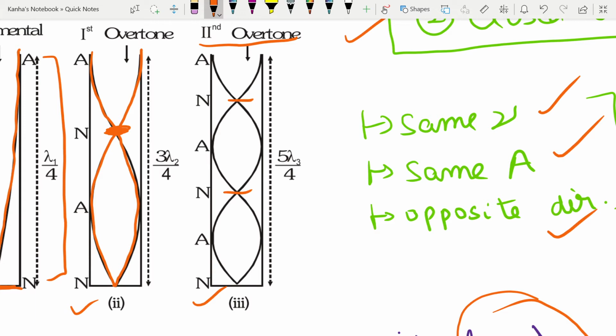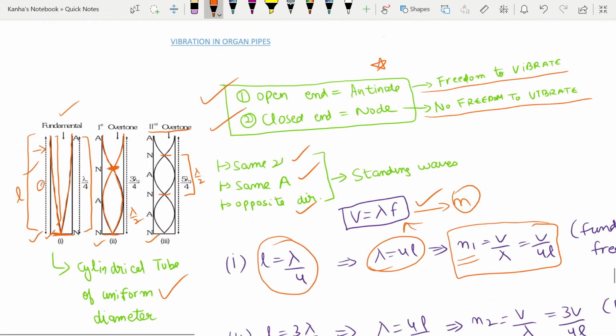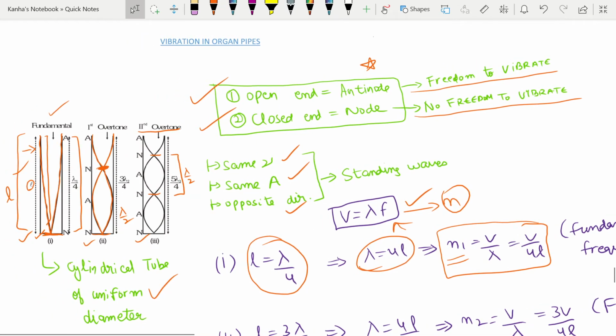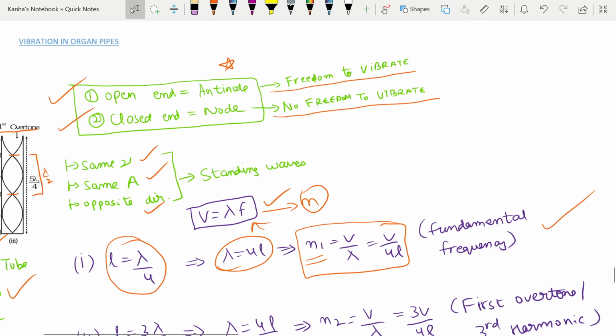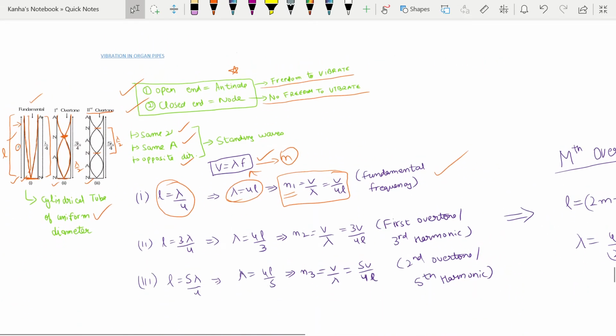And if you can easily make this on paper, you can find the distance between each node. So in this case, for example, in the second overtone, you can easily see that this is equal to half of lambda by 2. Here also you can see the distance between two nodes is lambda by 2. So these can be easily made on paper. That is why you are not supposed to remember these things.